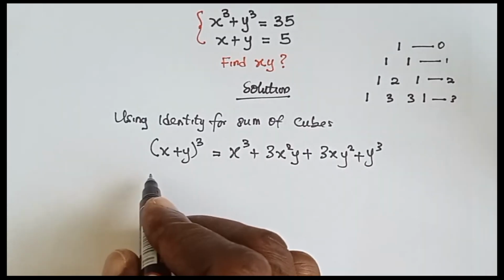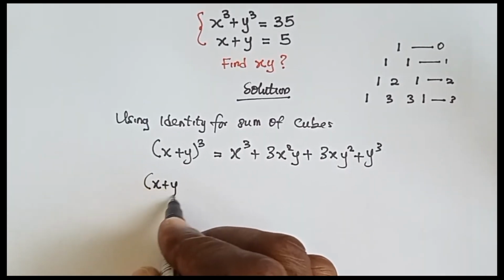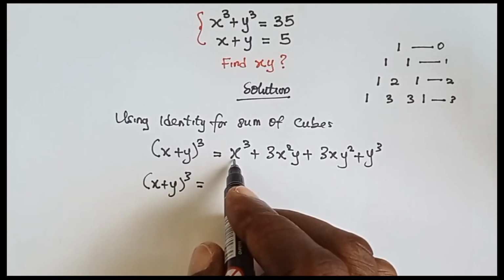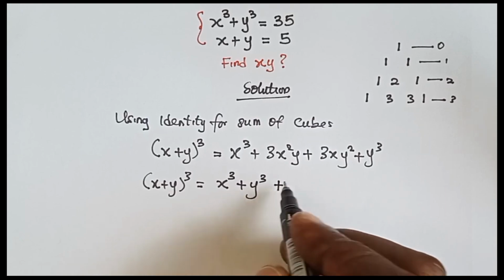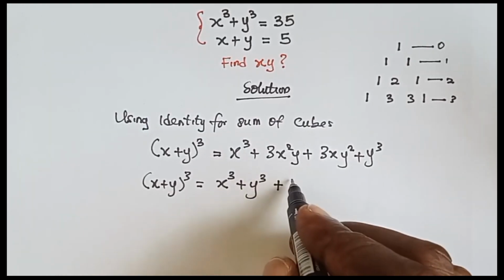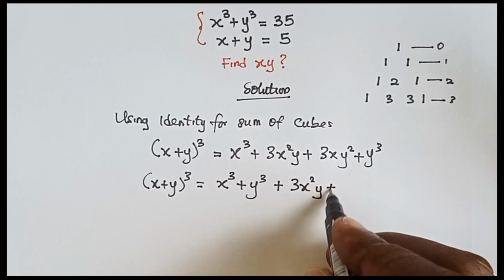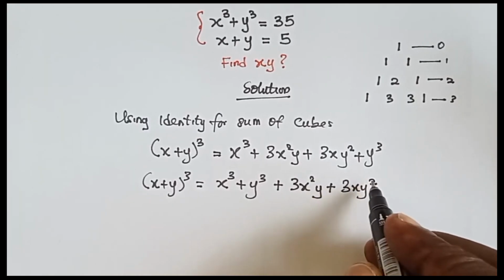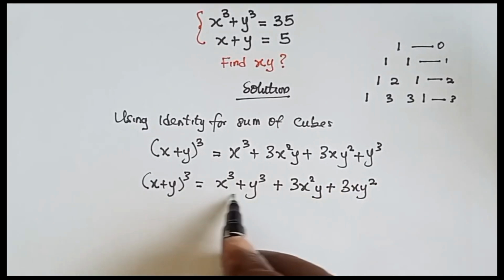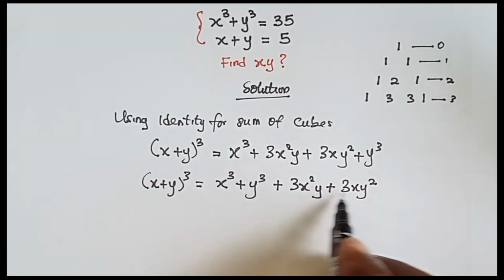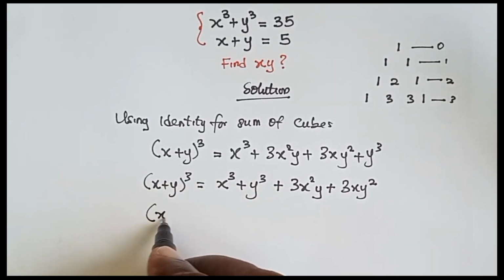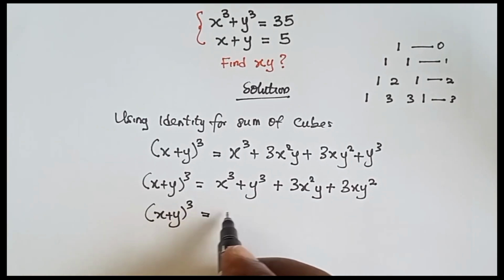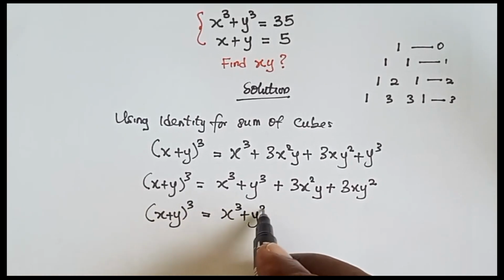All right, so let's try and simplify this. We have (x + y) cubed equals x cubed plus y cubed, then we have 3x squared y plus 3xy squared. From here we can factorize and bring out what is common. So (x + y) cubed equals x cubed plus y cubed.